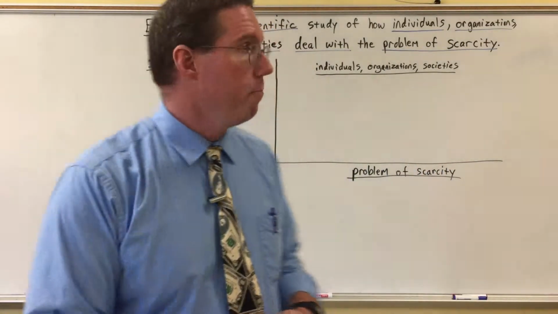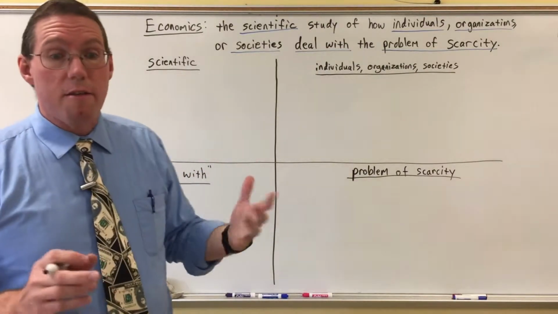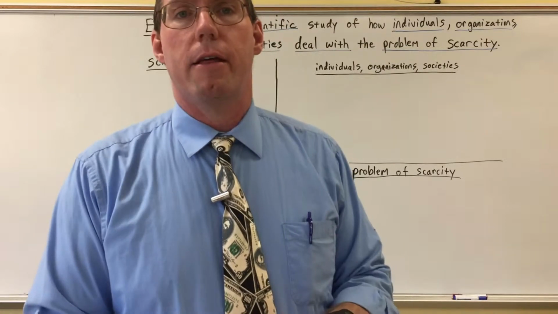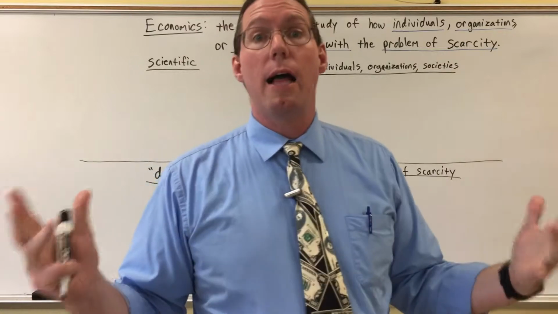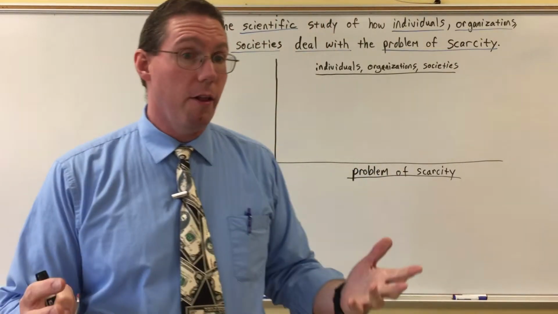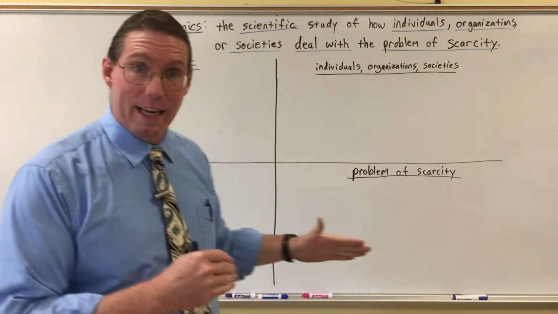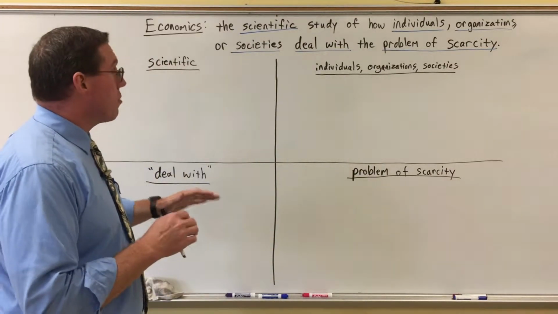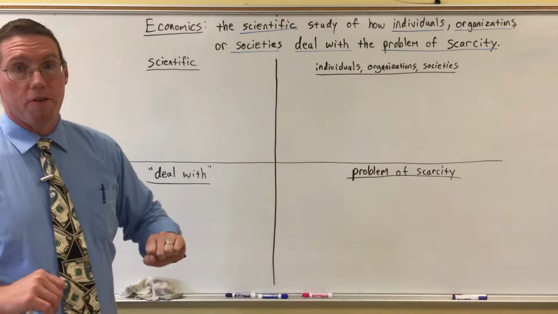So we're going to take these one at a time in the order that they are in the definition. Okay? So economics is scientific. All right, so economics is a science. There are scientific journals devoted to economics. There are people, researchers, who get paid money just to do research on economics, research on the problem of scarcity, research on individuals, organizations, and societies and how they deal with the problem of scarcity.